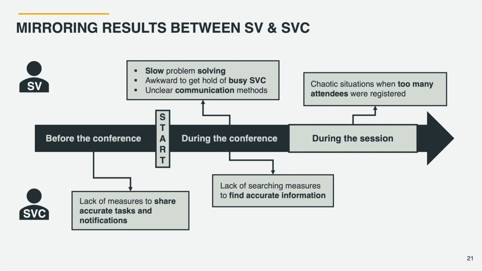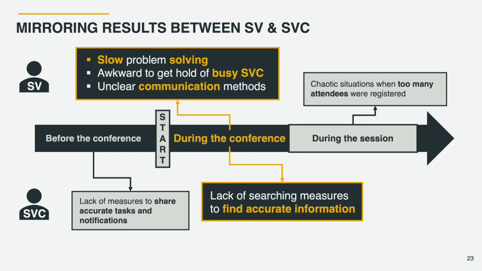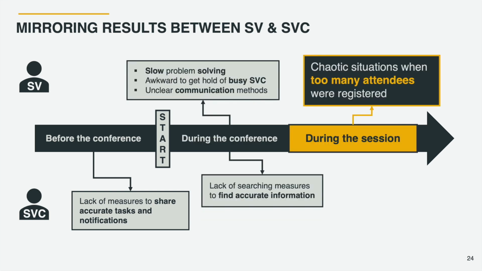We compare the communication challenges by time flow. Before the conference, only SVC had difficulties in sharing accurate information with SV. During the conference, SV experienced a lack of communication. They had experience with slow problem solving and unclear communication methods. Likewise, it was hard for SVC to find accurate information among the content of communication with SV. During the session, SV suffered from managing and interacting with attendees when there were too many attendees.